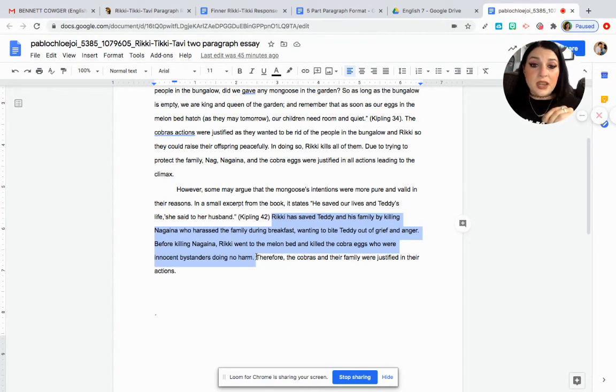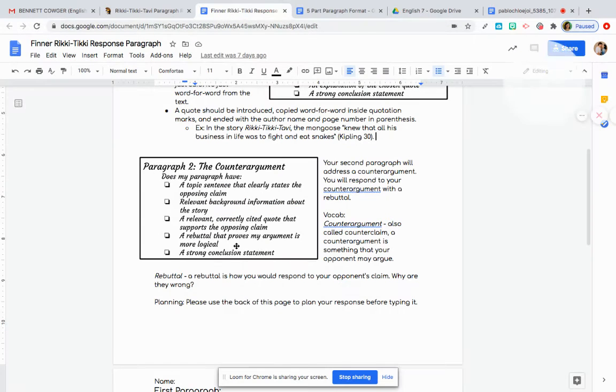So the student is saying, some might say that Rikki has a more pure intention, but I'm going to knock that away with this piece of information. And this piece of information is that Rikki isn't that pure and innocent because he killed the cobra eggs, right? And they weren't harming anyone. So that would be the student's rebuttal. This is how they're responding to the opposite viewpoint. I hope that makes sense.